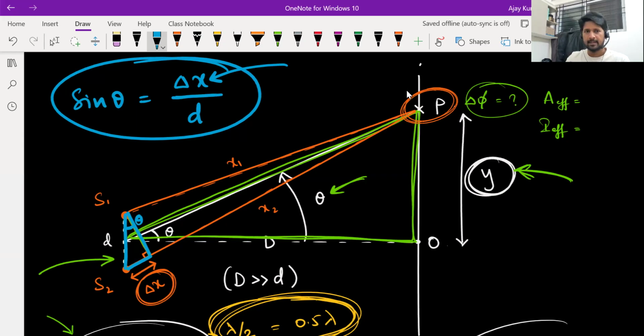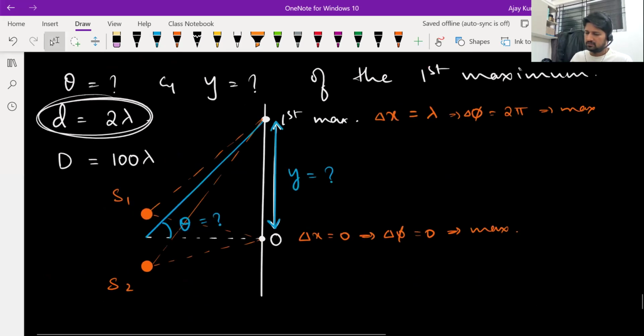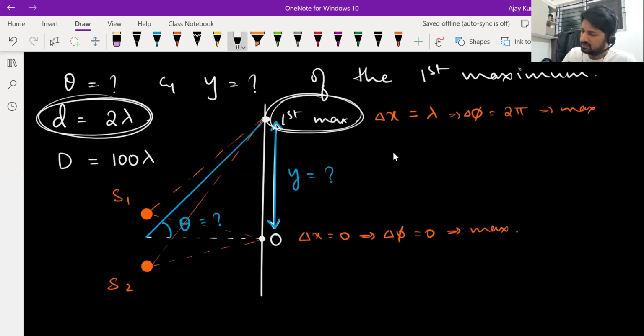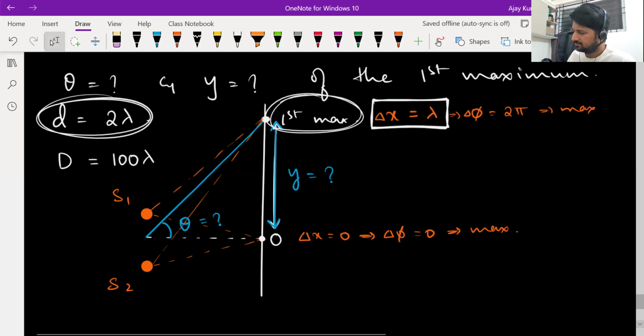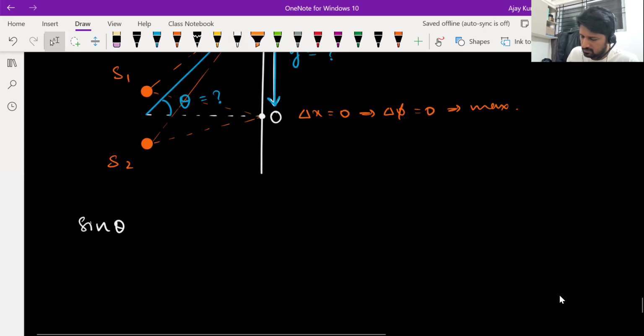Is this clear? Yes, sir. So sin theta is delta x by d. Remember this. Now, what were you asked in this problem? You were asked to find out the angular position theta and the actual position y of the first maximum. Now, we already discussed what happens at the first maximum. The path difference expected is lambda. So just substitute that in the formula. What was the formula for sin theta? Sin theta is delta x divided by small d.